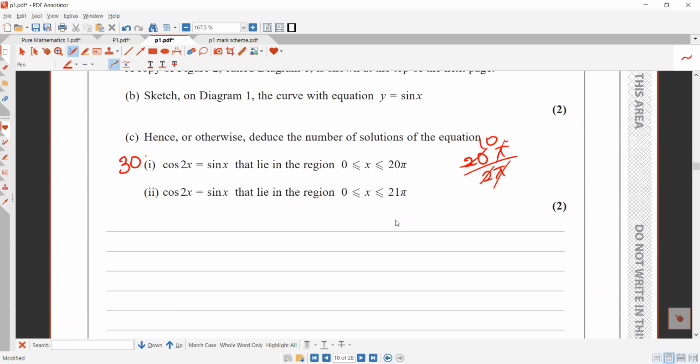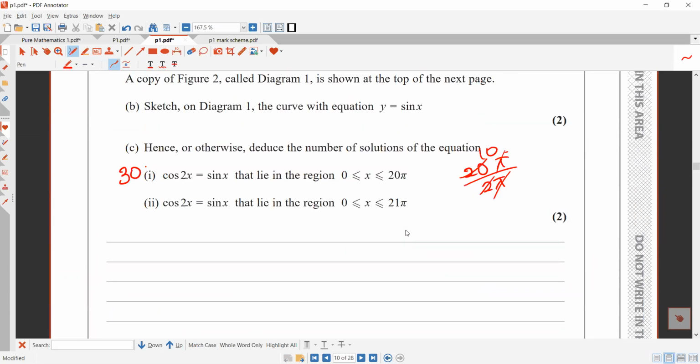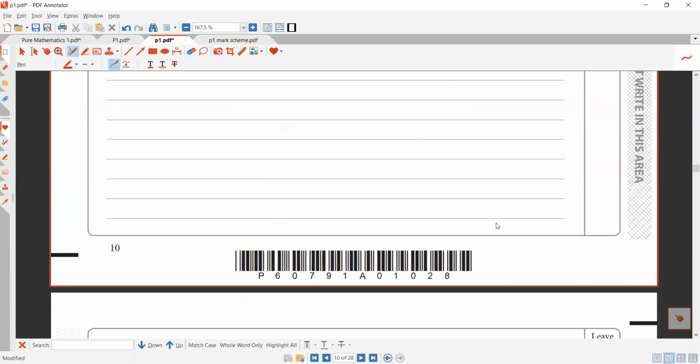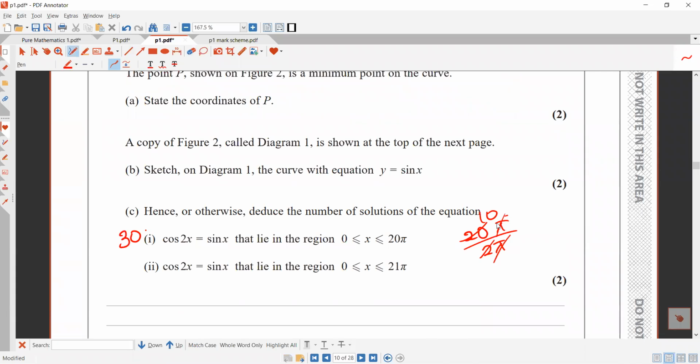21 pi. Okay, let's see that now. If it is 21 pi, pi means what? 180 degree. Can you see this is 180 degree, yes? Let me show you. Now 0 to 180 degree, how many solutions are there in between? Two solutions. Okay. So within 20 pi, there were 30 solutions.